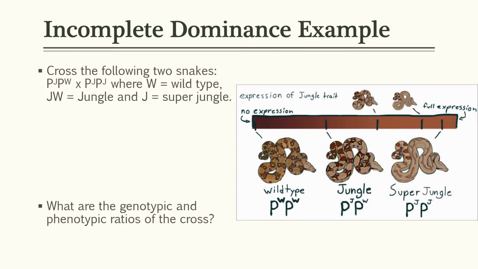So I want you to do this example on your own. Cross the following 2 snakes. You have a wild type that's represented by W, and what's called the super jungle type represented by J. So you have super jungle on one end, wild type on the other, and then you have a heterozygous that's called just regular jungle. I want to know what are the genotypic and the phenotypic ratios crossing these 2 snakes here, a heterozygous and a homozygous.